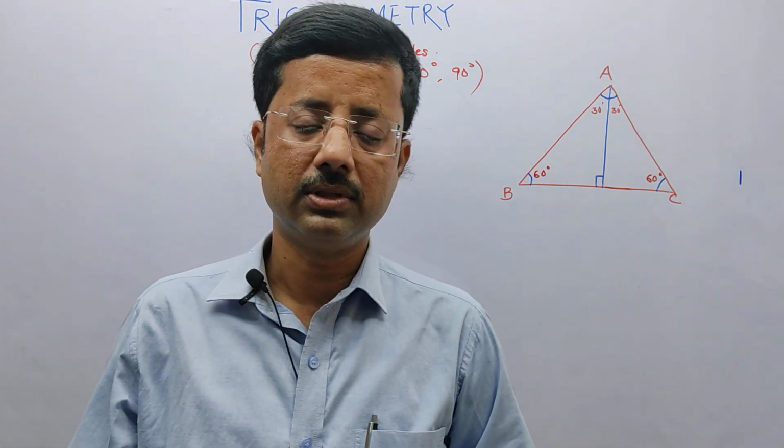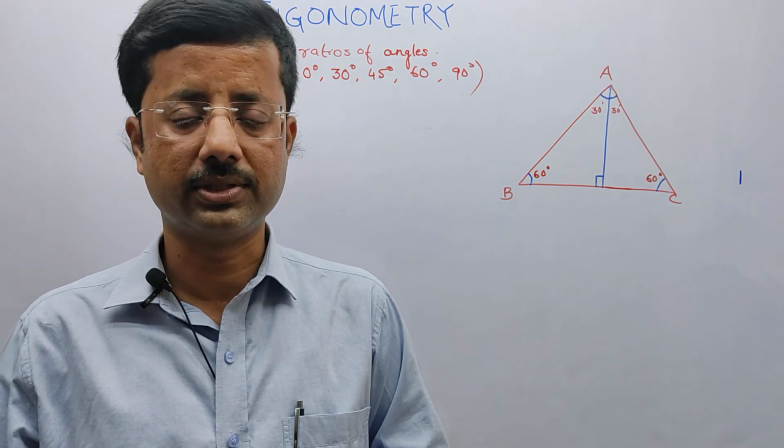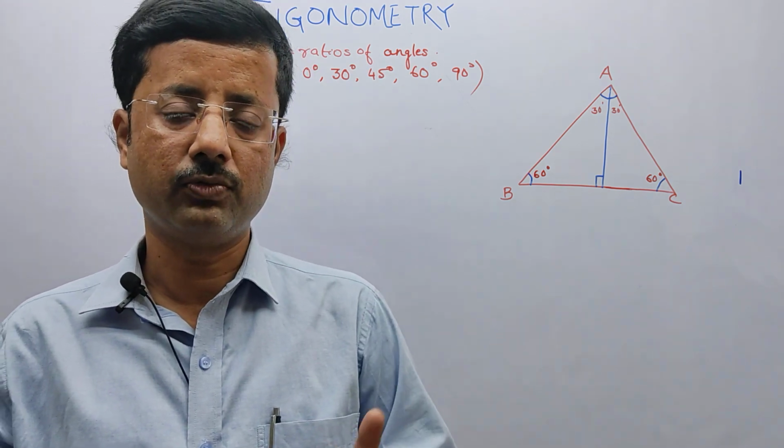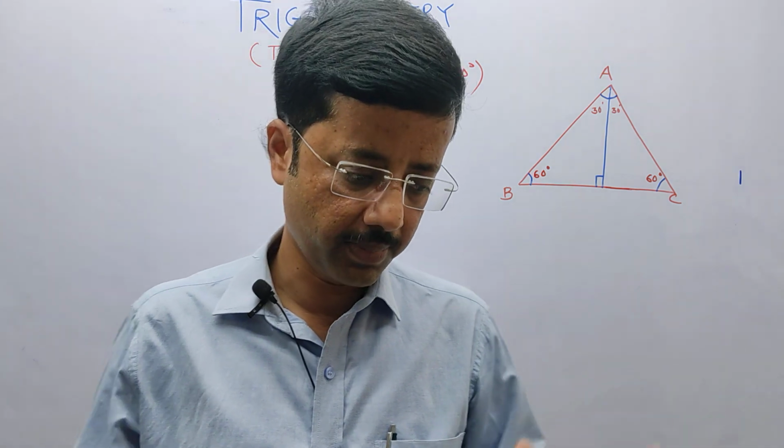Otherwise we can find out the trigonometric ratios of any angle. There is no reason that we are only talking about these, so we cannot find out the trigonometric ratios of the other angles.